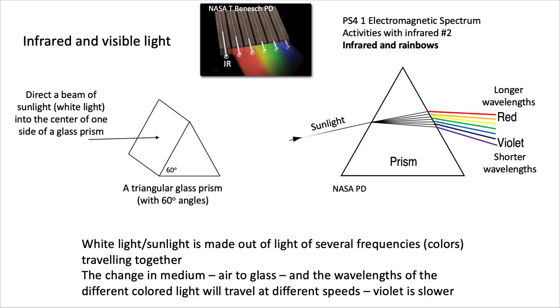A beam of sunlight is directed into a triangular prism, and that sunlight will be split into different colours, each colour made of a different frequency. And the change in the medium going from air to glass causes the different wavelengths to travel at different speeds, and the violet blue end is slower.